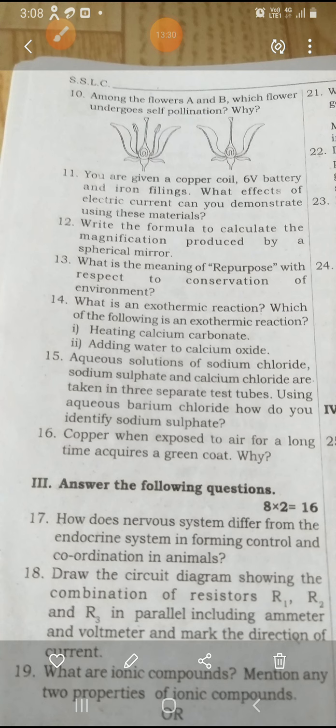So the 16th question. Let's quickly summarize what you learned just now. The 10th question: among the following A and B, which flower undergoes self pollination? That is flower A, because it is bisexual. It contains both stamen and pistil. Next, the 11th answer will be electromagnetic effect.